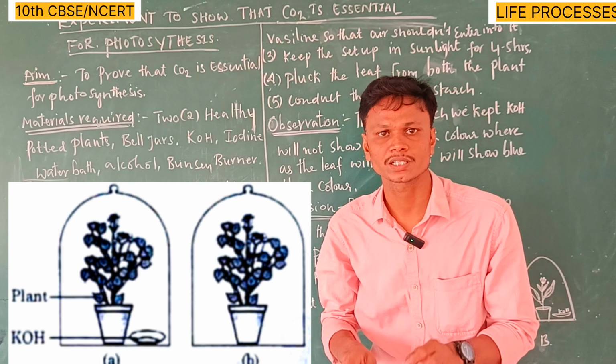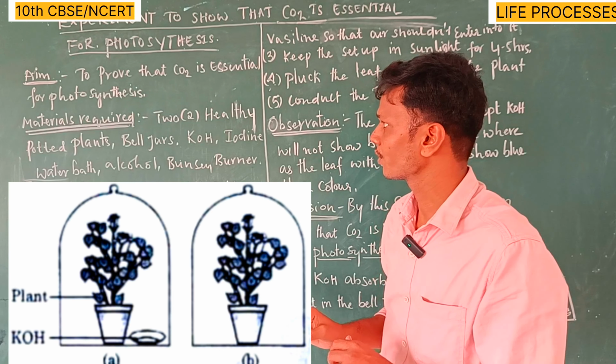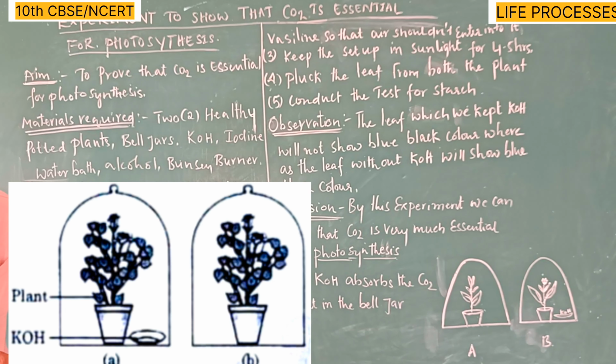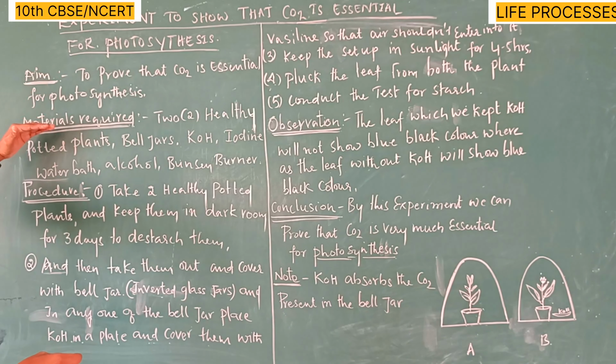Now we will discuss that carbon dioxide is essential for photosynthesis. The aim of the experiment, children, in this way only you should represent in your answer paper. Like aim, materials required, procedure, observation, conclusion. If you have inference, you can write inference also. So the aim of this experiment is to prove that carbon dioxide is essential for photosynthesis.